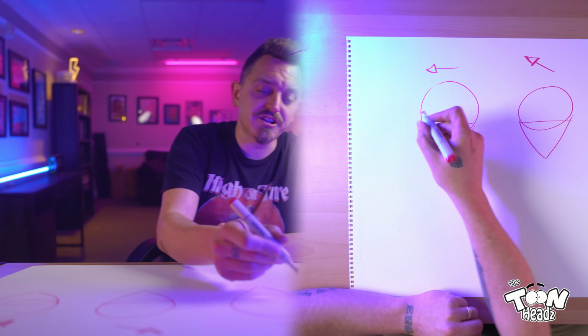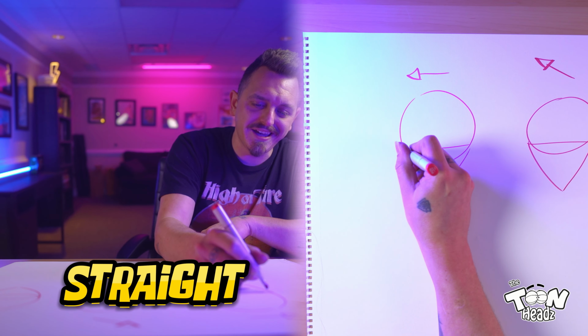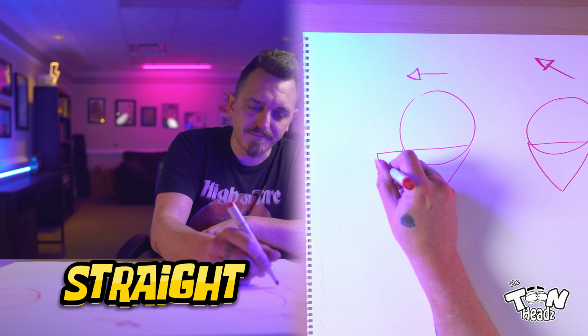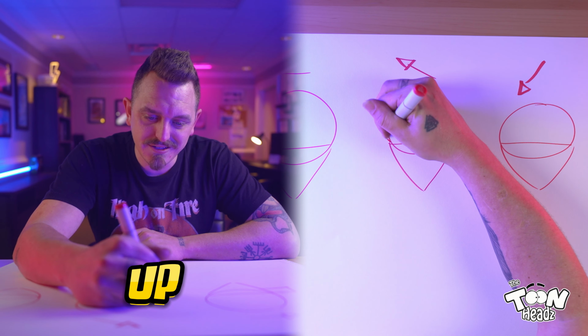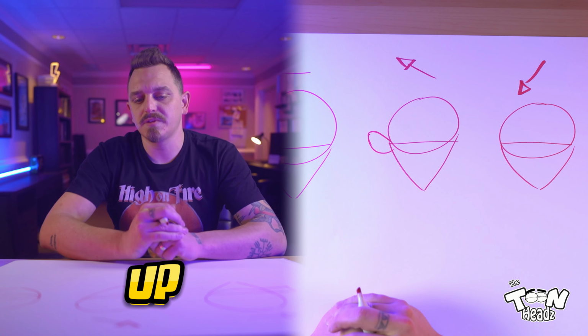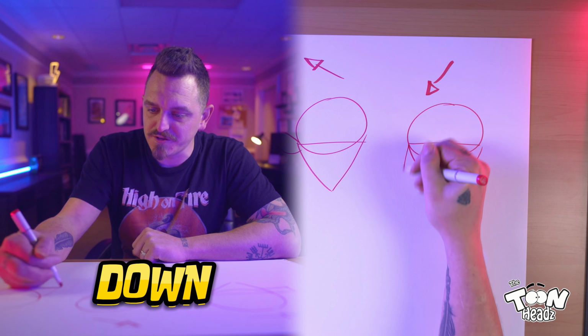So for this variation of the nose going straight out, we'll go ahead and just do a square shape. And for the nose going up, we're going to use a circular shape. And for the nose going down, we're going to do a triangular nose.